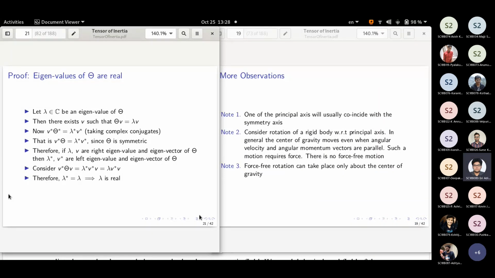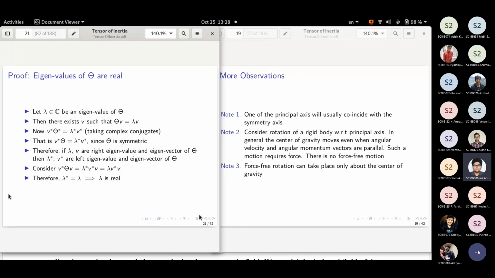In general, real is a subset of complex numbers. So we are saying, suppose it is complex, we are saying it is not complex. It belongs to only real. It doesn't have an i component. In general, suppose lambda is a complex number, the eigenvalue, then you expect the eigenvector to have complex components.